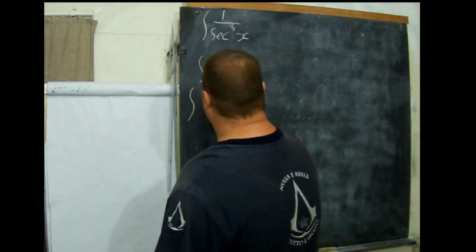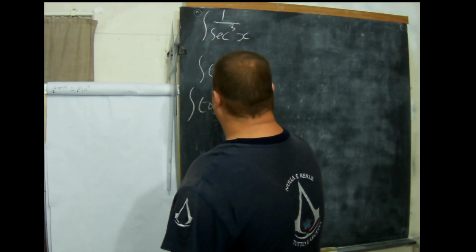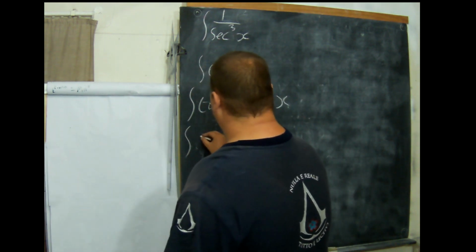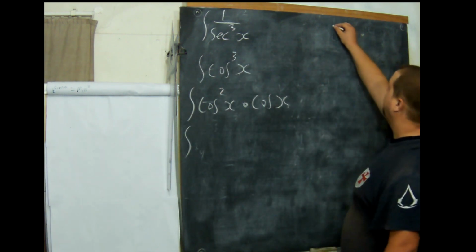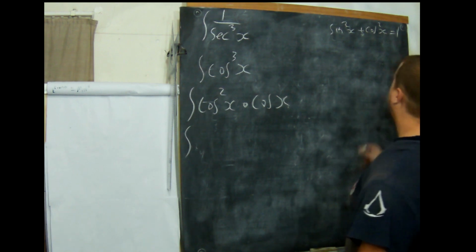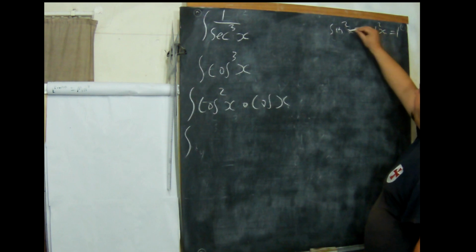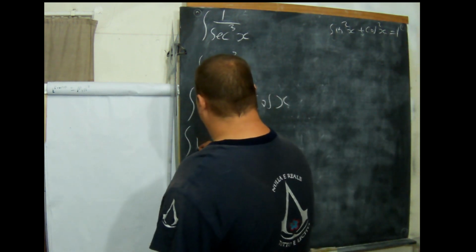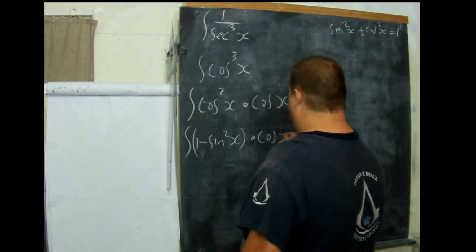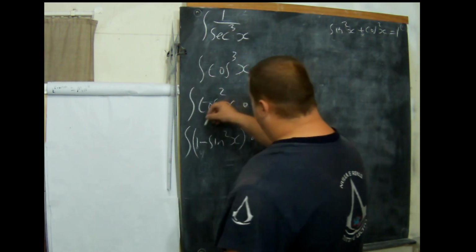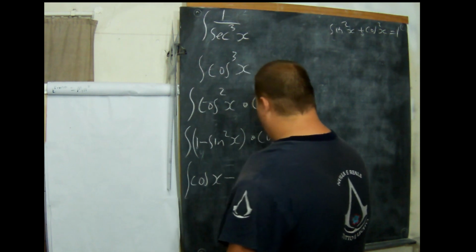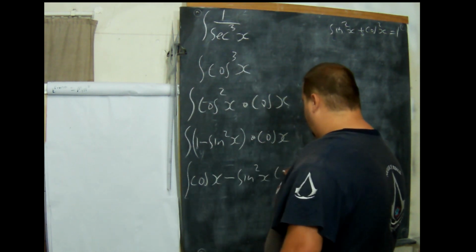So what we're going to do is integrate cos squared x multiplied by cos x. Now, as we remember from sine squared x plus cos squared x equals 1, cos squared x is equal to 1 minus sine squared x. So 1 minus sine squared x multiplied by cos x. So what we need to do now is multiply that by cos x, minus the integral of sine squared x cos x.